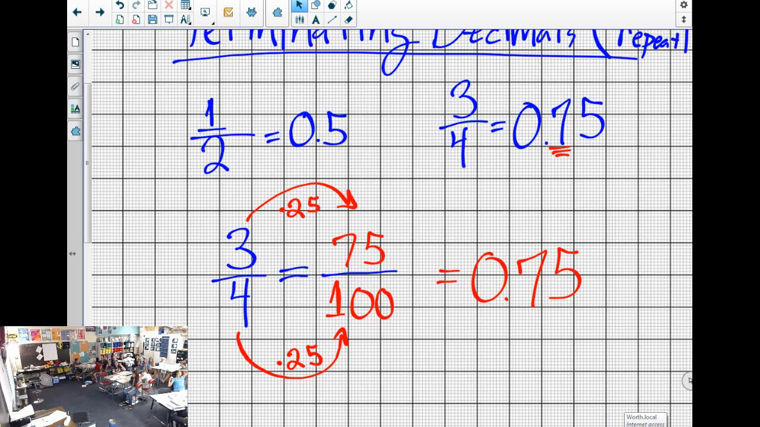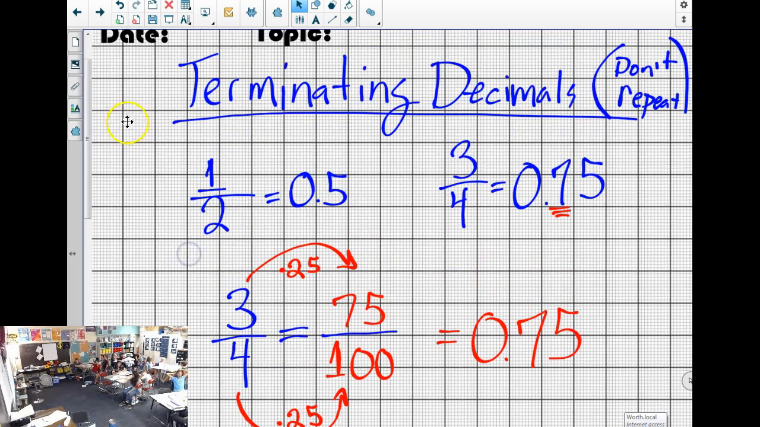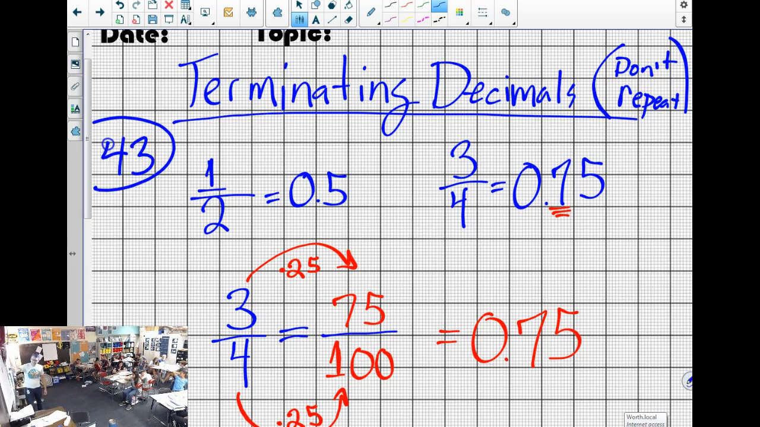Actually, we should have labeled 43. If you want to, somewhere like up here where we go to terminating decimals, if you want to put a 43. So this is problem 43. That's all I'm saying, is that we were working through problem 43. And we still are.